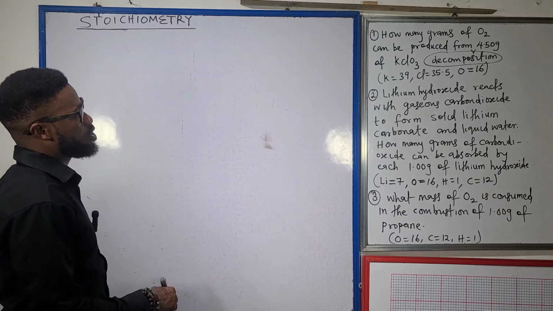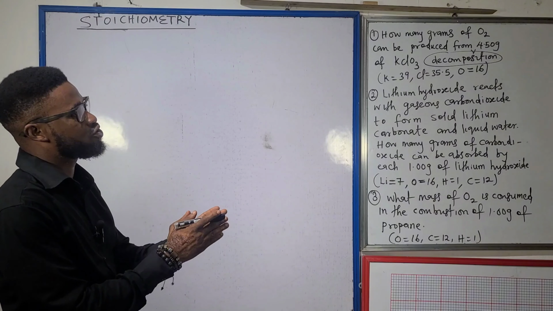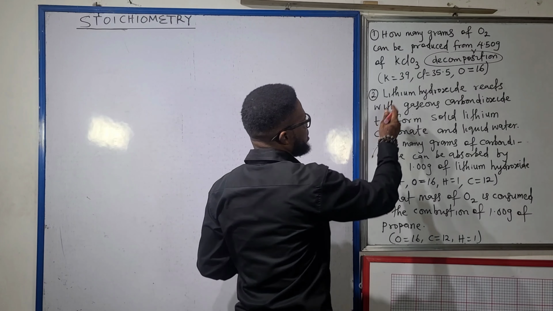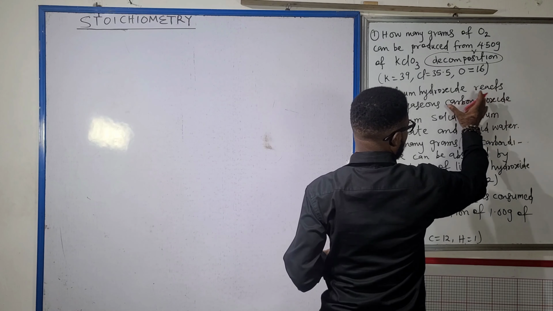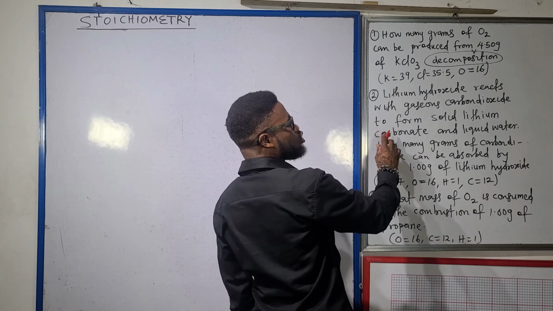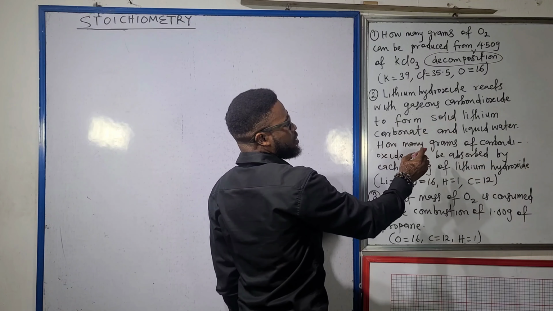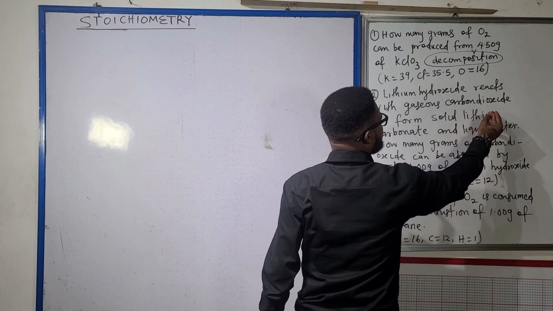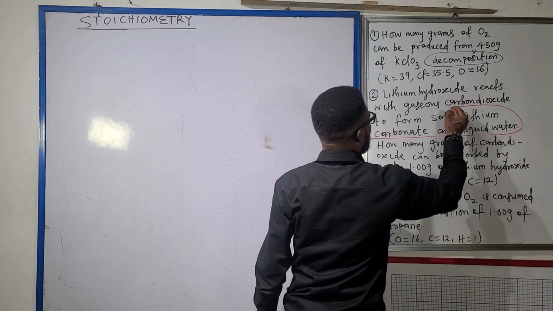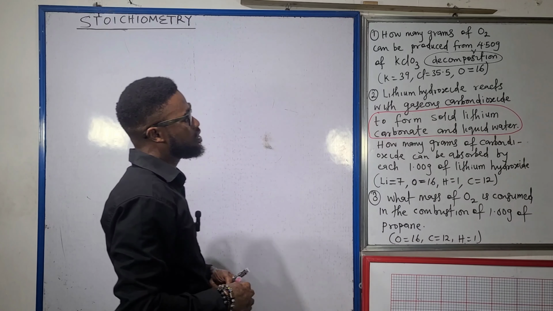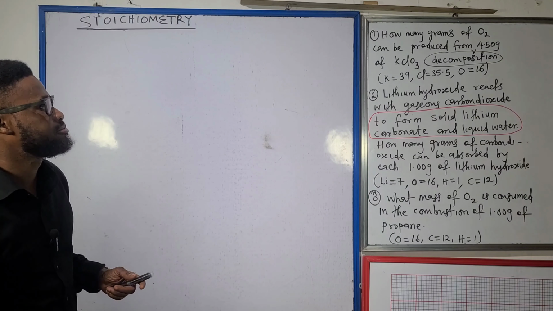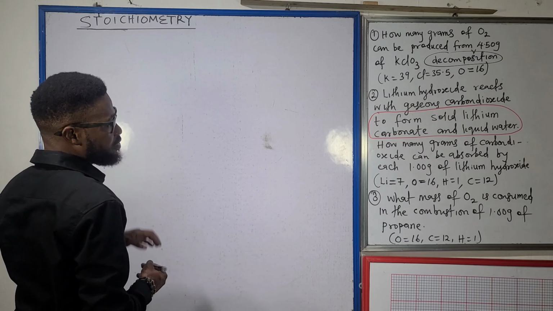Okay, moving on to question 2. Lithium hydroxide reacts with gaseous carbon dioxide. Saying lithium hydroxide reacts with gaseous carbon dioxide is just enough. Now telling you to form solid lithium carbonate and liquid water is like giving you a very good hint into what you are expected to do. Under normal circumstances, this should not be in the question, because it's like you're being told the product. So let's try to write a good equation for that.